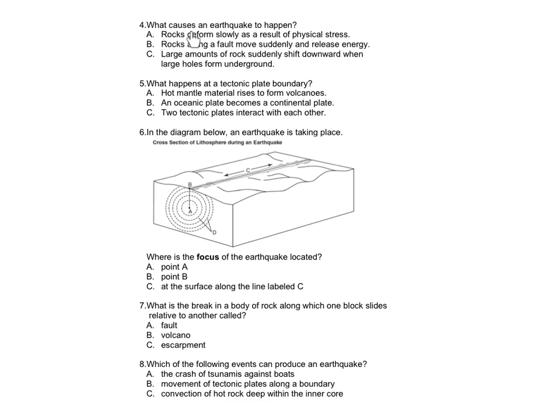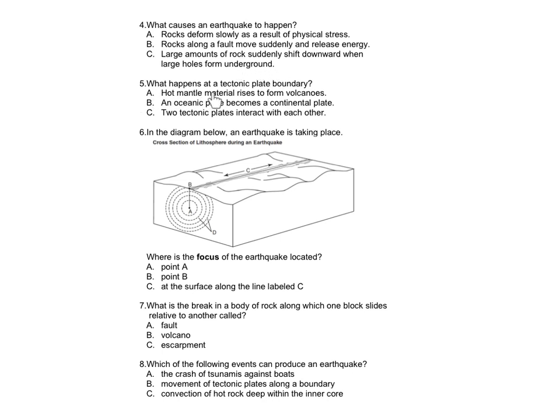Number 4. What causes an earthquake to happen? A. Rocks deform slowly as a result of physical stress. B. Rocks along a fault move suddenly and release energy. C. Large amounts of rock suddenly shift downward when large holes form underground.